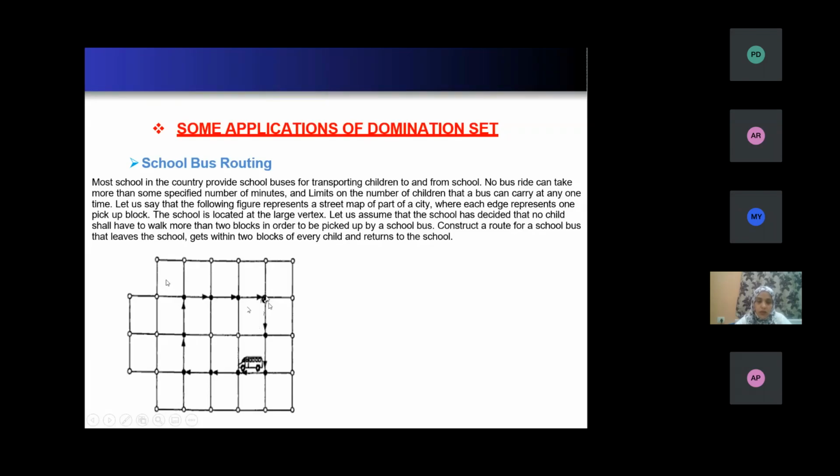So this school bus routing also has an application of the dominating set. With this application, we can construct a route for the school bus that leaves the school, gets within 2 blocks of every child, and returns to the school.